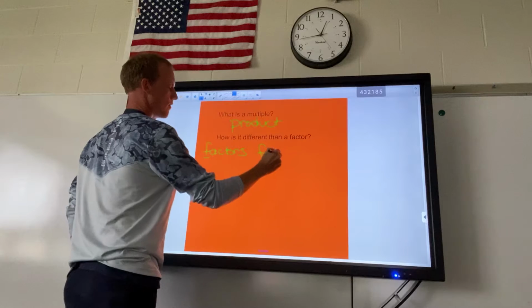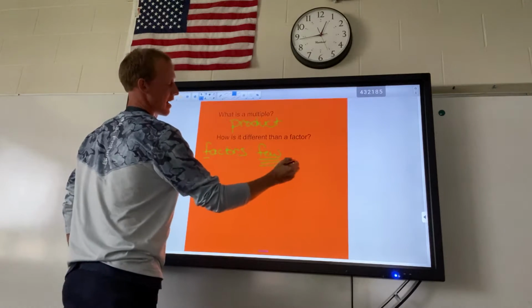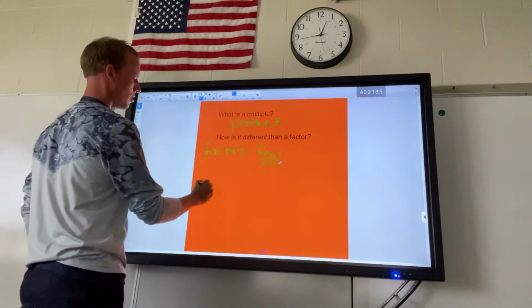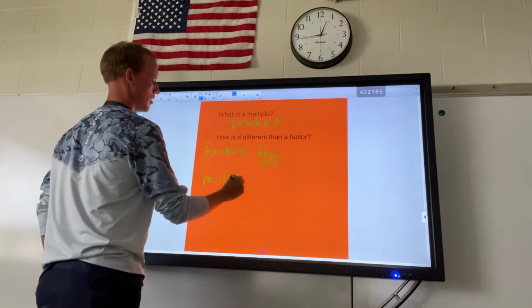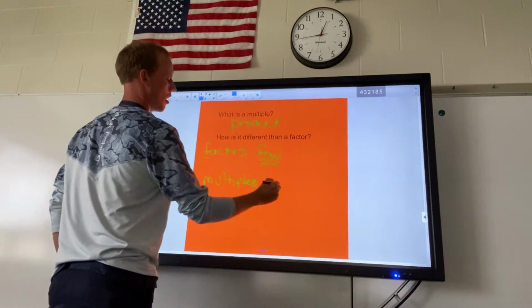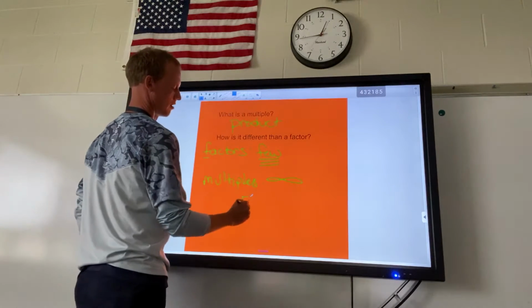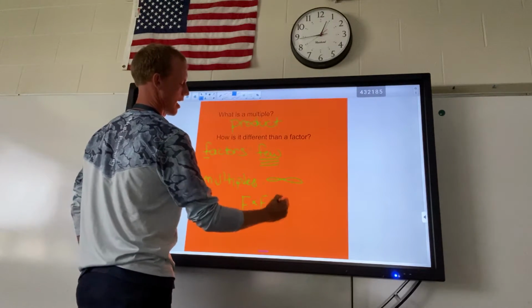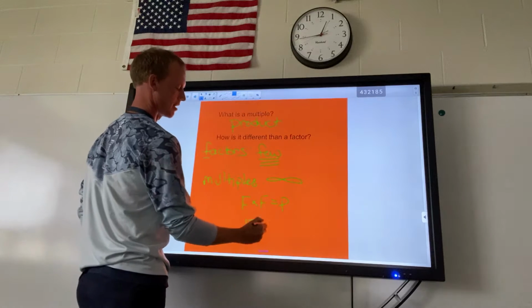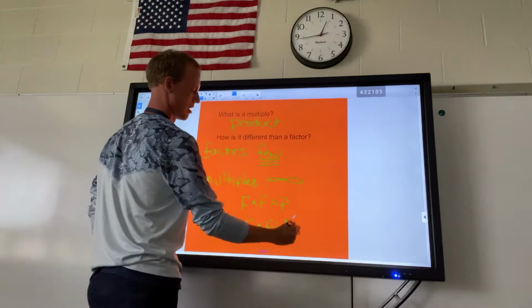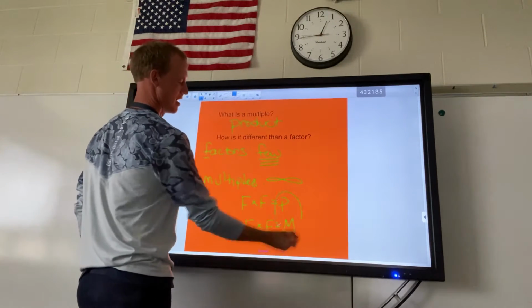Okay? So when we did factors, there were a few, not an infinite number. When we're going to do multiples, they are going to go on forever. So if you think back to factors, it was factor times factor equals product. Or we basically could say factor times factor equals a multiple, because a multiple is a product.